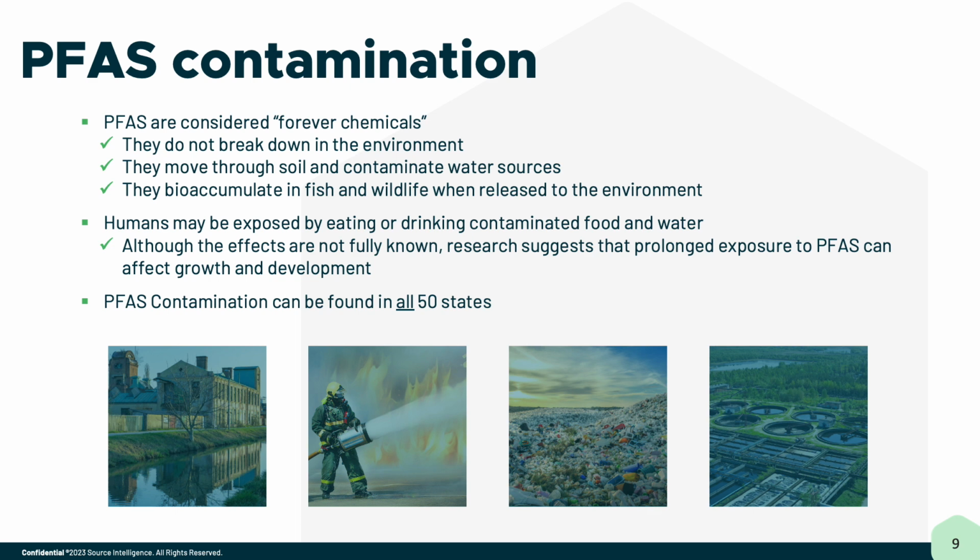Humans are exposed to PFAS by eating or drinking contaminated food and water, or by using products made with PFAS. Although the effects are not fully known, research suggests that prolonged exposure to PFAS can affect human health and development. Today, PFAS contamination can be found in all 50 states and in most locations around the world.